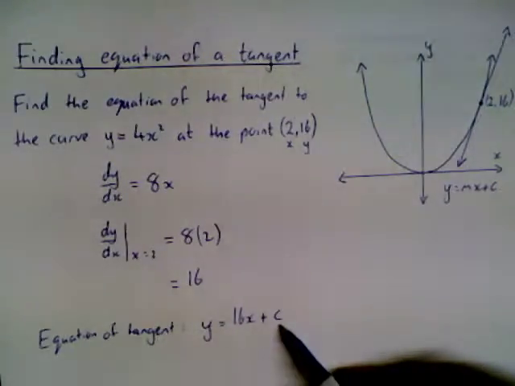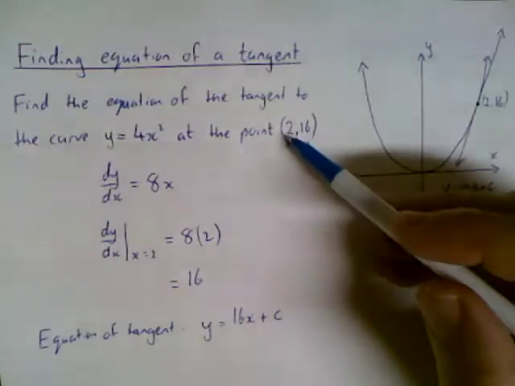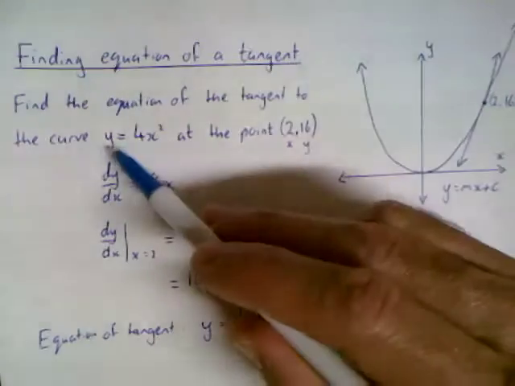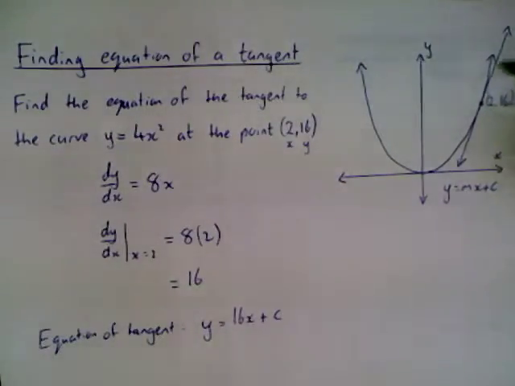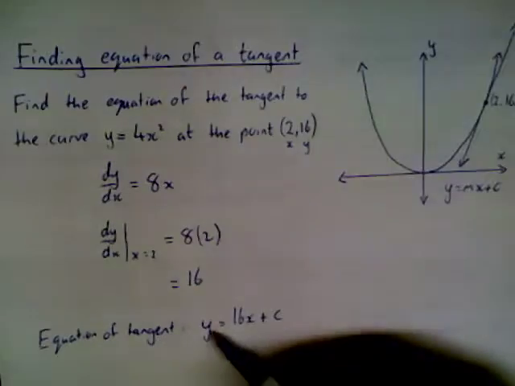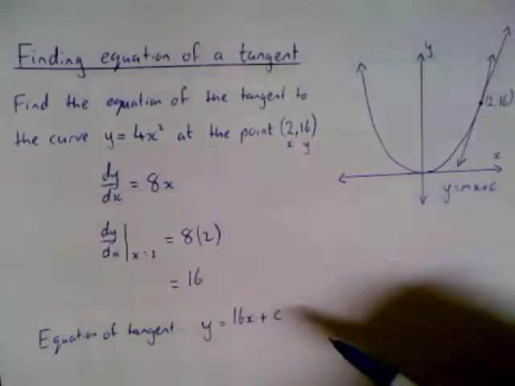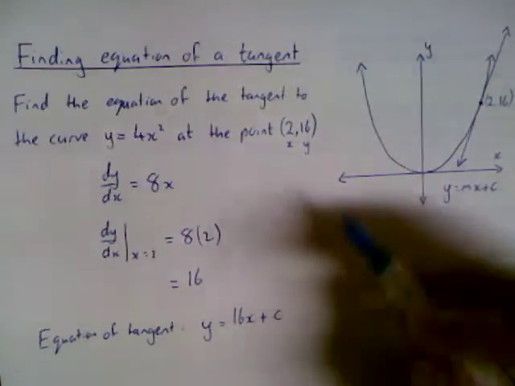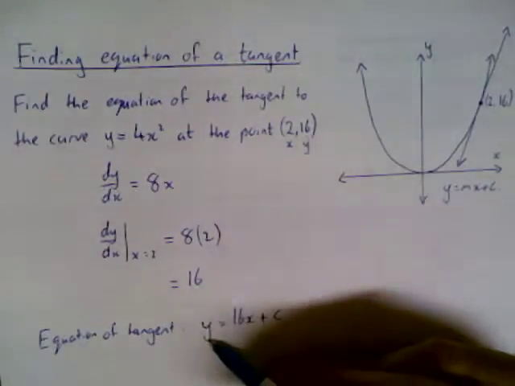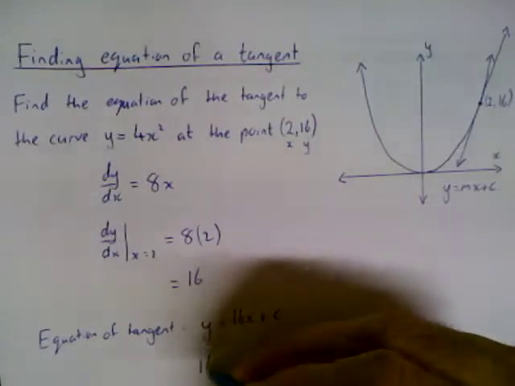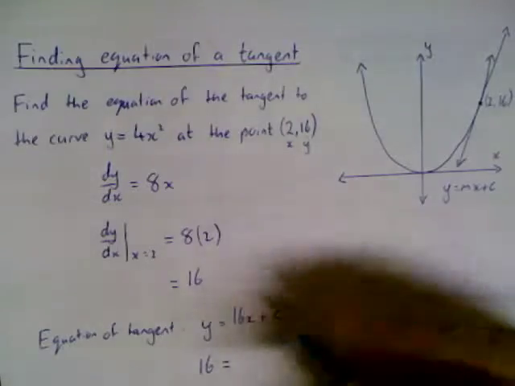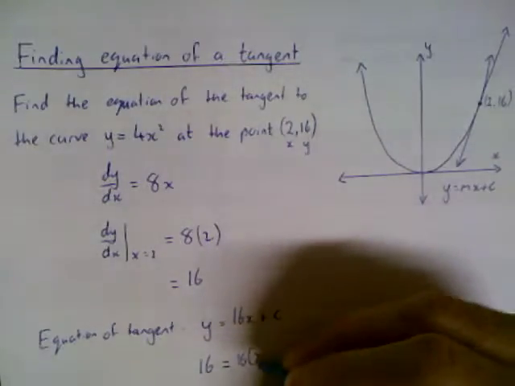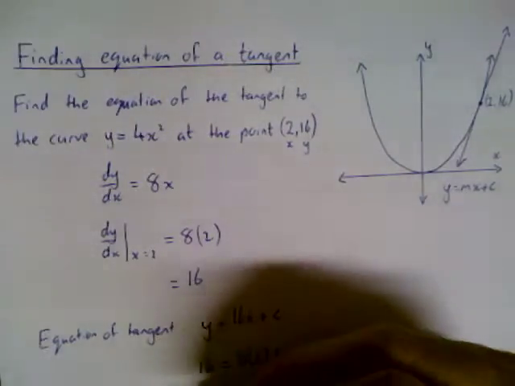Now to actually work out this c value, we can just substitute the point (2, 16), which lies on the curve of this equation, but it also lies on the tangent line. So we can sub this point (2, 16) into the equation of this straight line and solve for c. Substituting in the 16, the y value goes where the y is in the equation. We get 16 is equal to the x value, we sub that in for x here, 16 times 2 plus c.